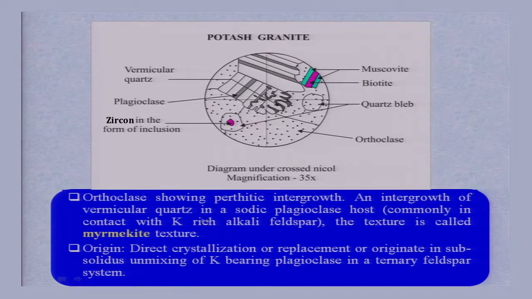An intergrowth of vermicular quartz in a sodic plagioclase host, commonly in contact with K-rich alkali feldspar. The texture is called myrmekitic texture. Origin: direct crystallization or replacement in subsolidus unmixing of K-bearing plagioclase in ternary feldspar. Unmixing also takes place in graphic texture.